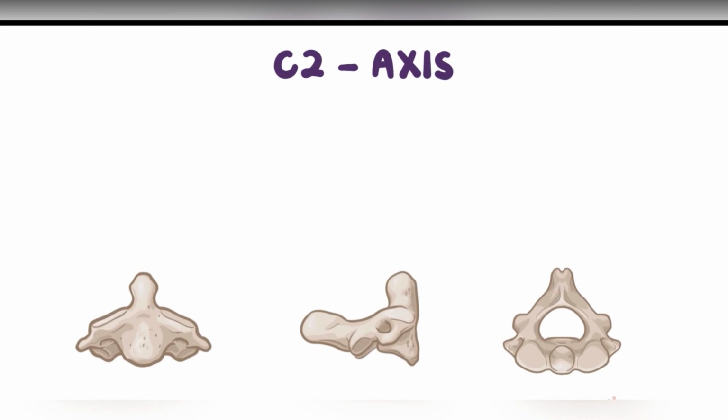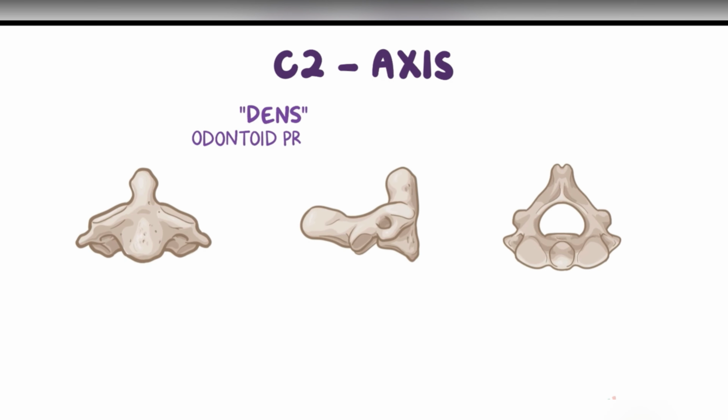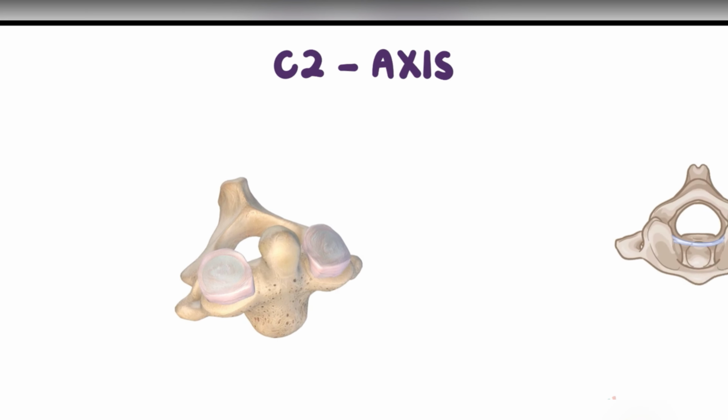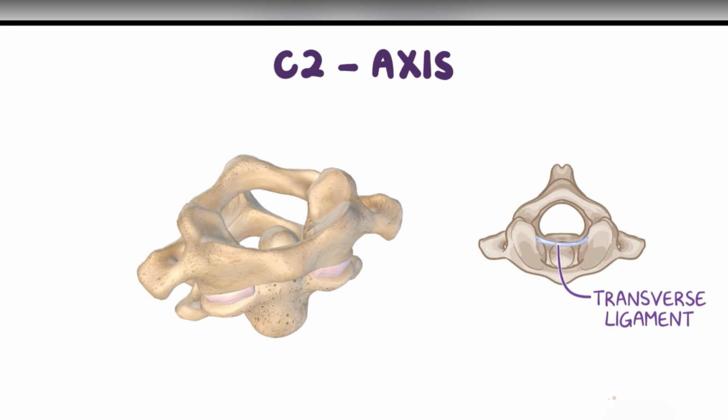Speaking of which, the C2 vertebra is also called the axis because it has a blunt tooth-like dens or odontoid process. The dens projects superiorly and articulates with the posterior surface of the anterior arch of the atlas, and it's held in place by the transverse ligament.